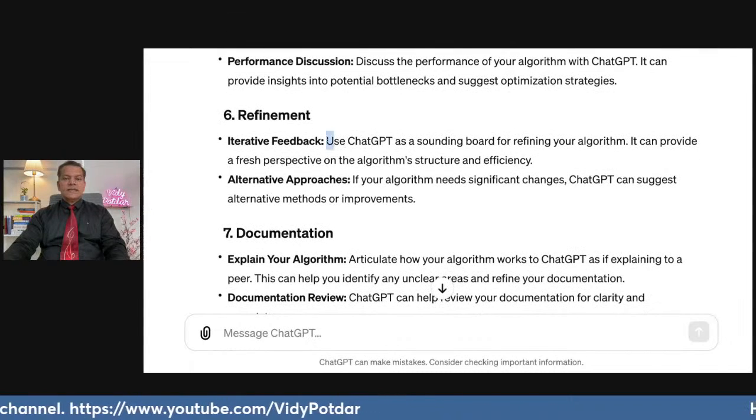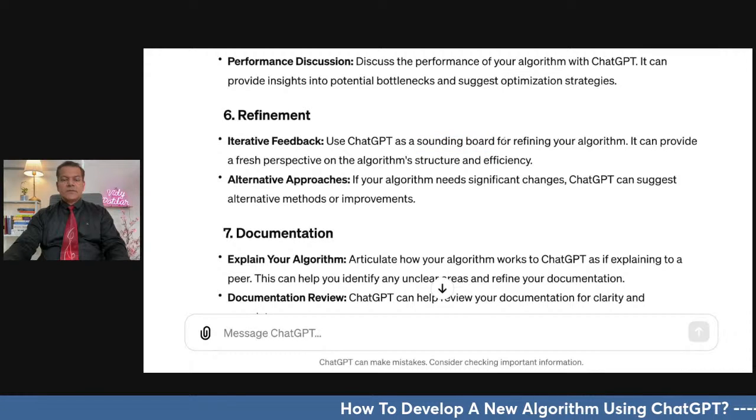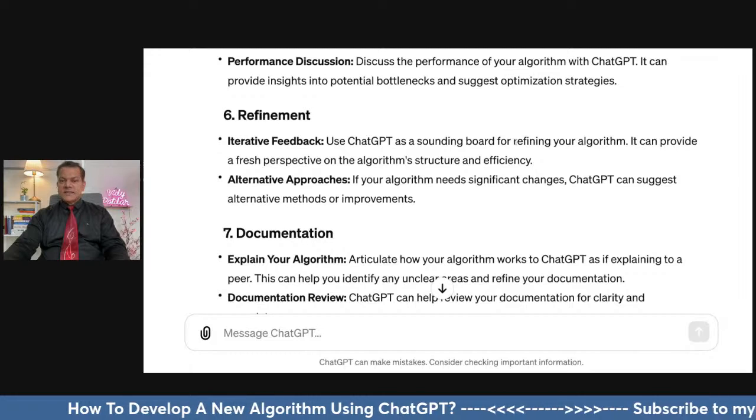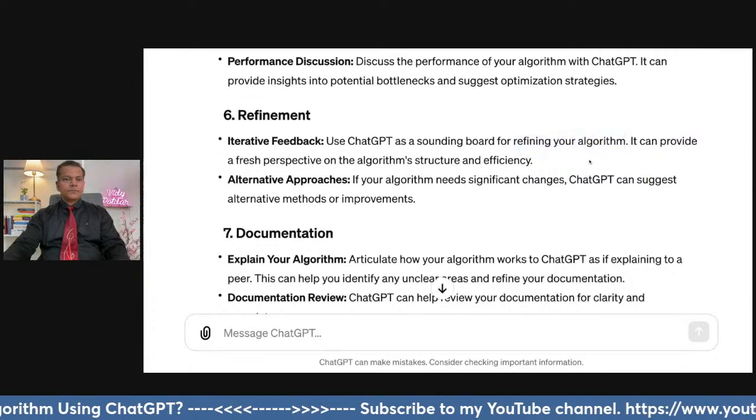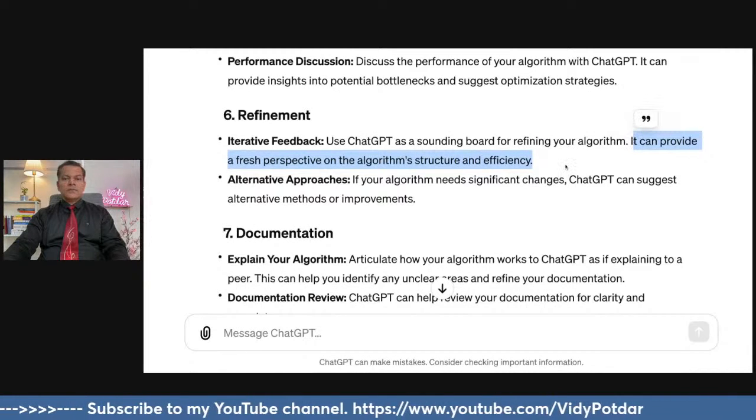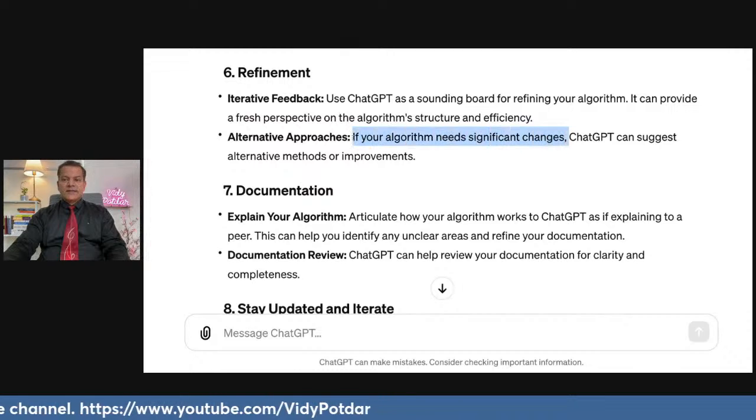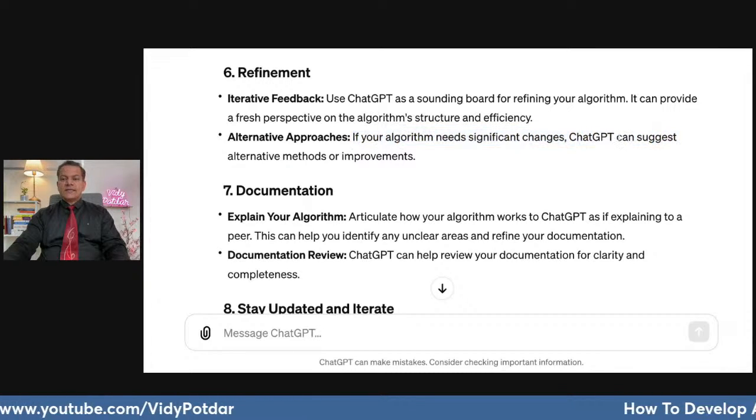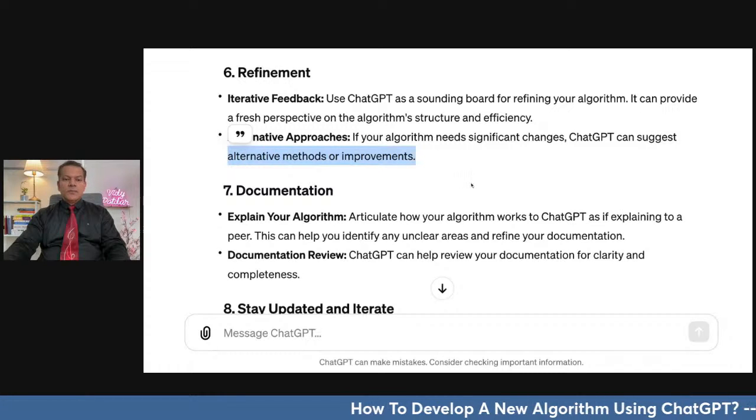Refinement. Use ChatGPT as a sounding board. So this is like you are having a brainstorming session, but instead of with people, you are chatting with ChatGPT for refining your algorithm. It can provide a fresh perspective on the algorithm's structure and efficiency. If your algorithm needs significant changes, ChatGPT can suggest alternative methods or improvements.